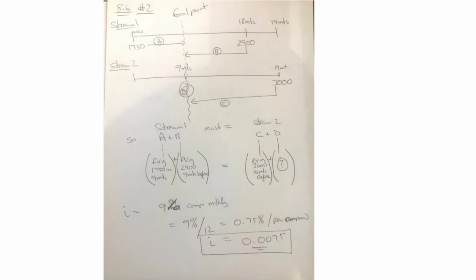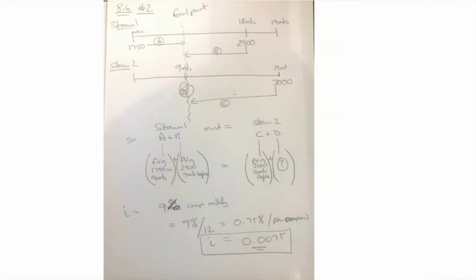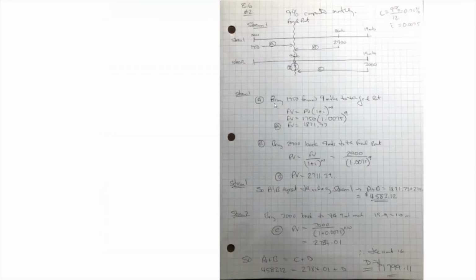So anyway, we've got the future value we need to find of this one here. We need to bring it ahead, so we're going to do the math on that one first. It is brought to the 9 month mark. So we bring 1750 forward 9 months. Everything in here is compounded monthly at 9%. So if we take 9% and figure out the value of i, 9% divided by 12 is 0.75%, which is 0.0075. So that's what we're going to use here.